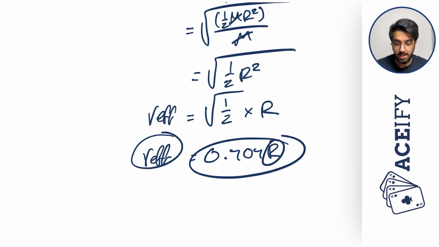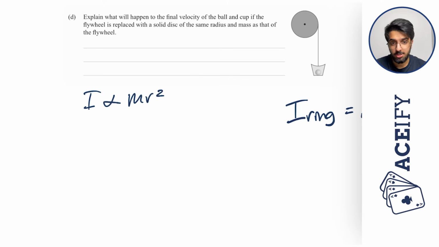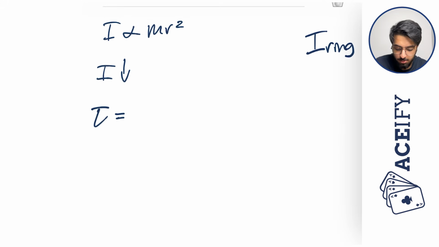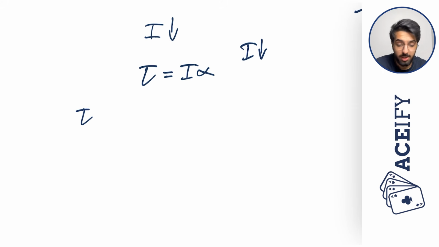But what I hope you got out of that was that you can now recognize that when we say effective radius, we're basically saying it's equivalent to a fraction of the original radius when we take the radius of a ring. Okay, so that was kind of a side tangent, but what we know is that when the flywheel turns into a disk, the effective radius has now decreased. So because the effective radius has decreased, our rotational inertia has decreased. Now, as torque is equal to I alpha, if our I has decreased, but the torque applied to the disk has remained the same, therefore our angular acceleration must increase.